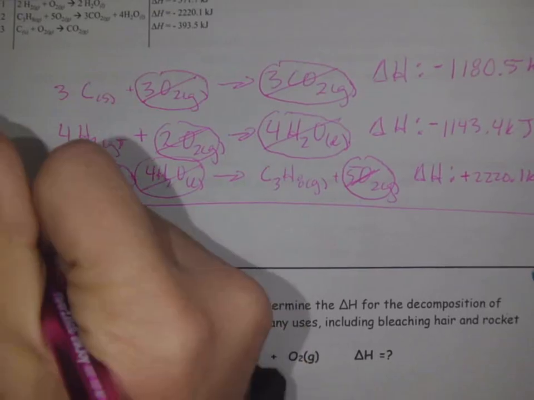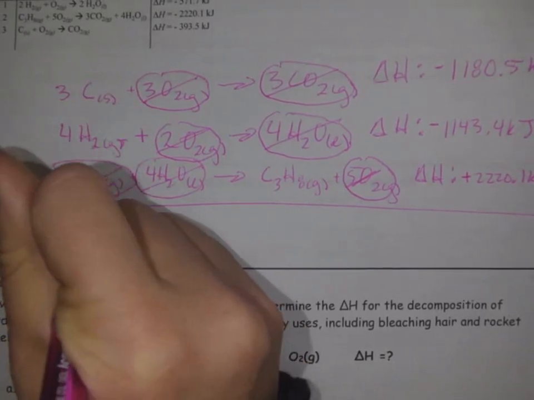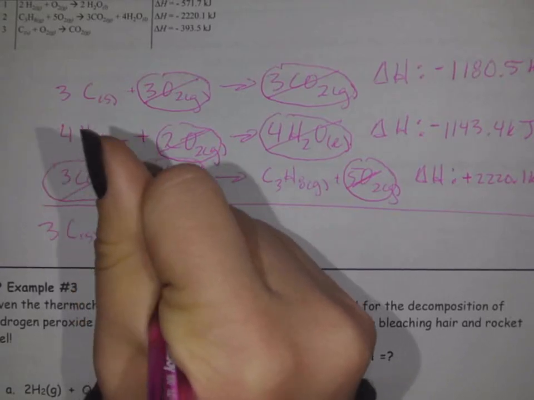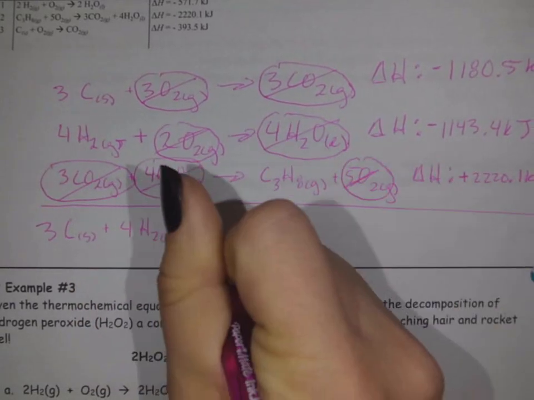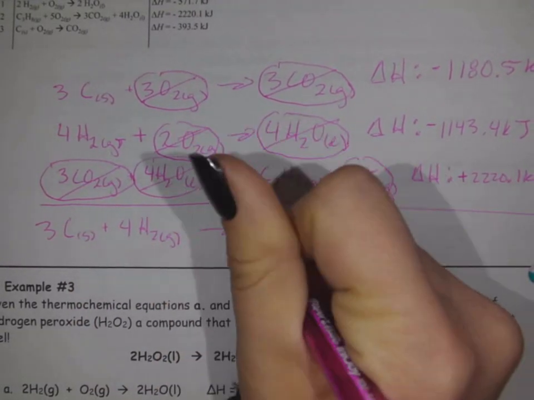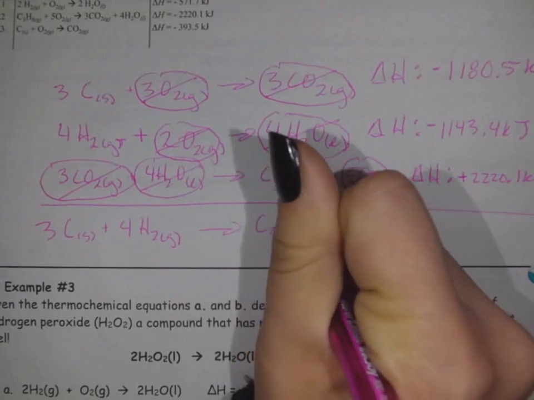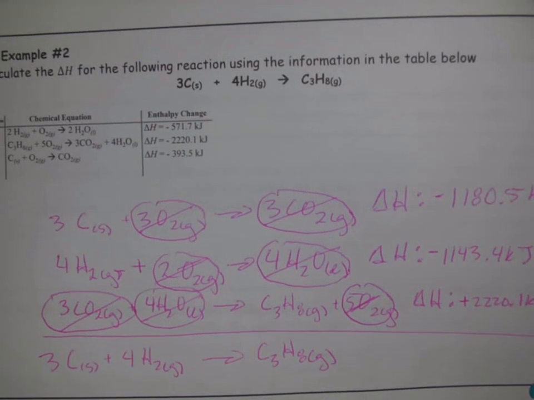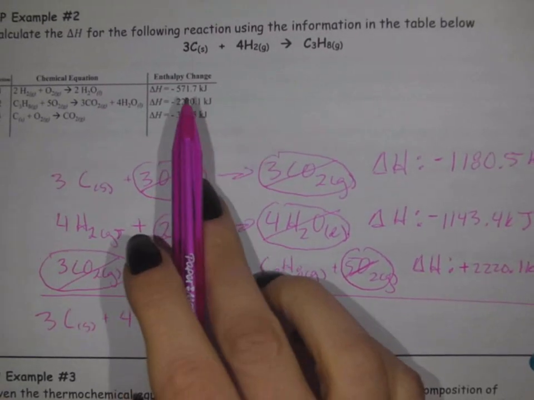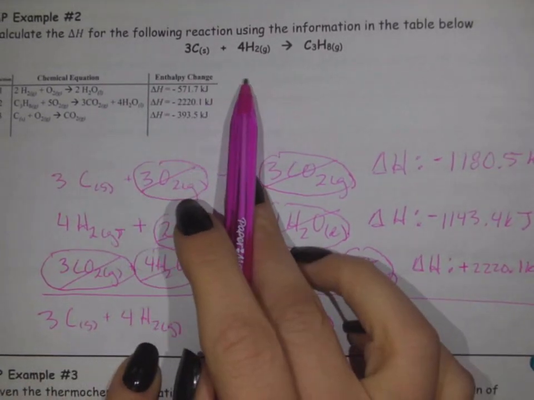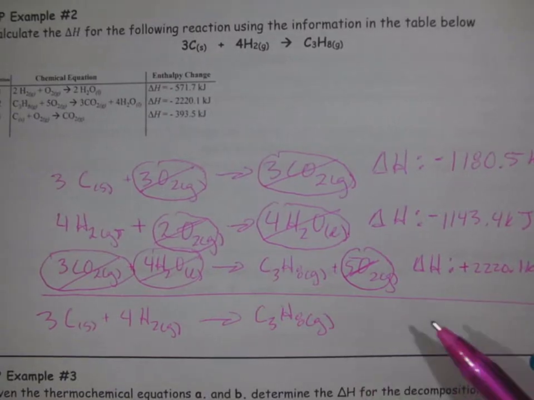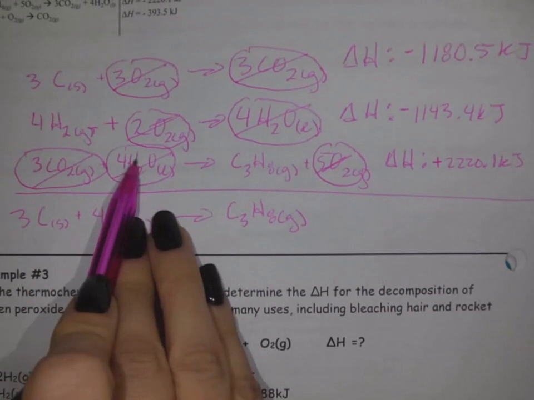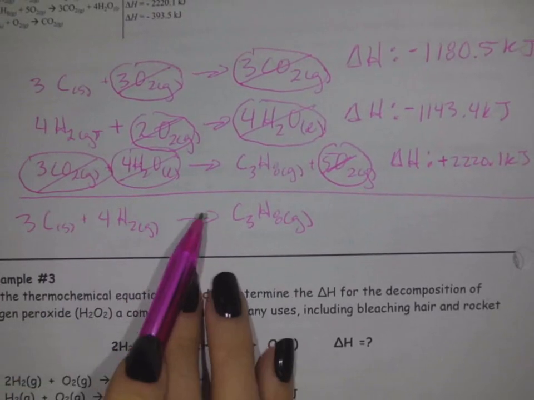So we are left with 3 carbon solid plus 4 H2 gas. That's everything on my reactants. Turns into C3H8 gas. Okay, confirming. Yep, that is the reaction we wanted. 3 carbons, 4 H2, 1 C3H8. And just like before, we added all 3 of these reactions together to get this overall reaction.